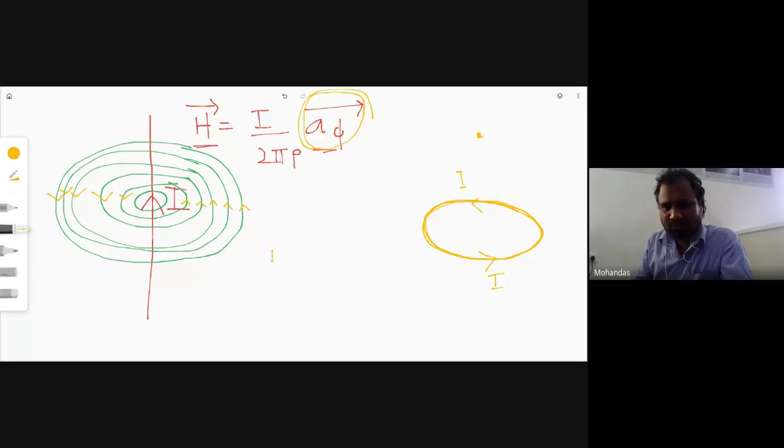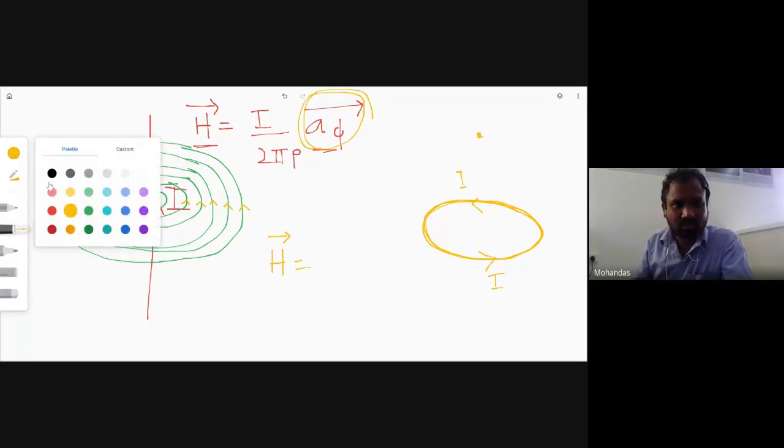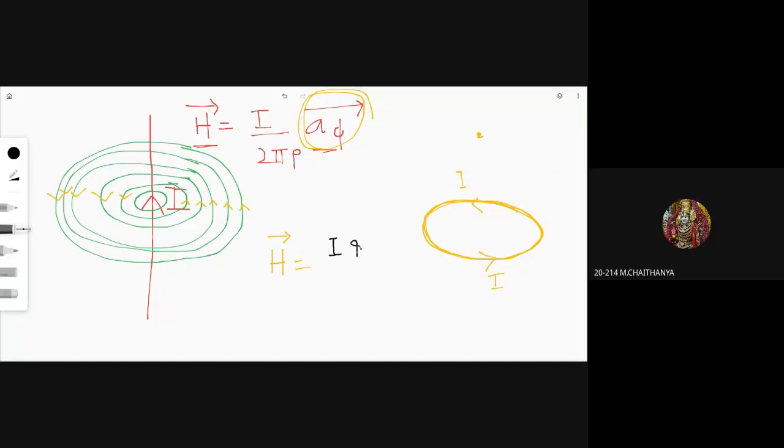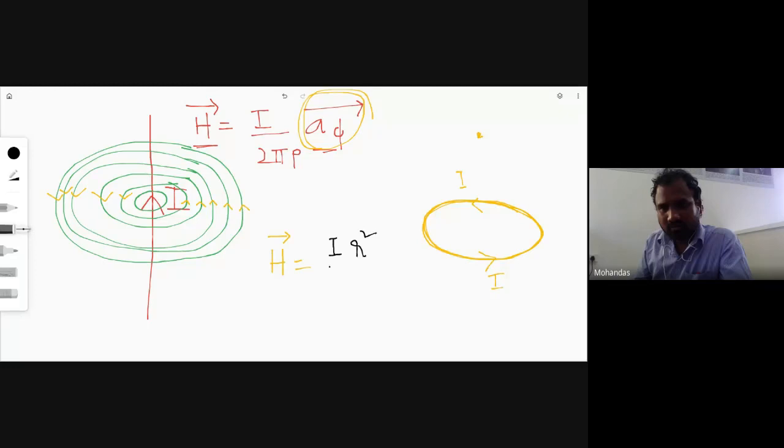These are the two important concepts which are useful to understand the armature reaction. Upward direction. Now tell me the formula for this H, the magnetic field intensity due to the circular loop. Tell me the formula, just now we derived. I into R square a_z by 2 into (R square plus Z square) whole power 3 by 2. Very good.